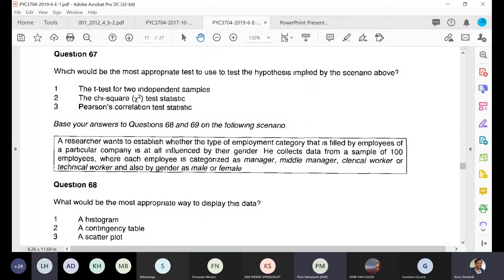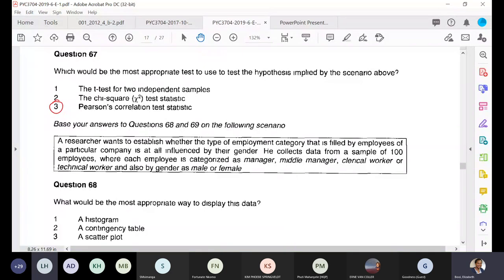What would be the most appropriate test to use? Because of the hypothesis implied by this scenario above. Number three.